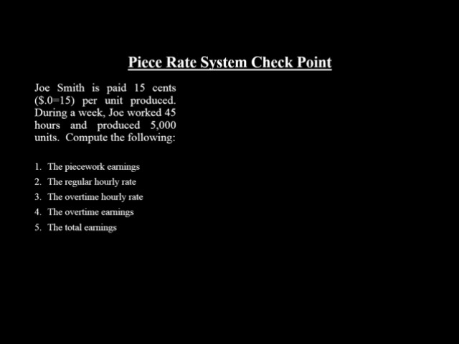Piece rate system checkpoint. Let's try one. Joe Smith is paid 15 cents per unit produced. During a week, Joe worked 45 hours and produced 5,000 units. Compute the following. The piece work earnings is going to be 5,000 units times 15 cents for $750. The regular hourly rate is calculated by dividing $750 by 45 hours to give us $16.67.